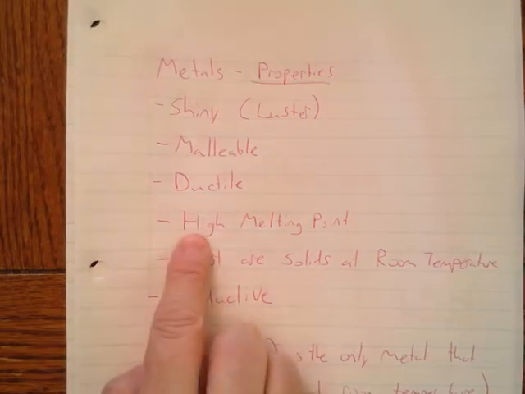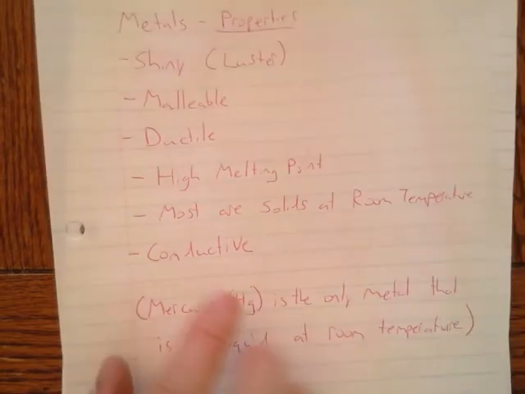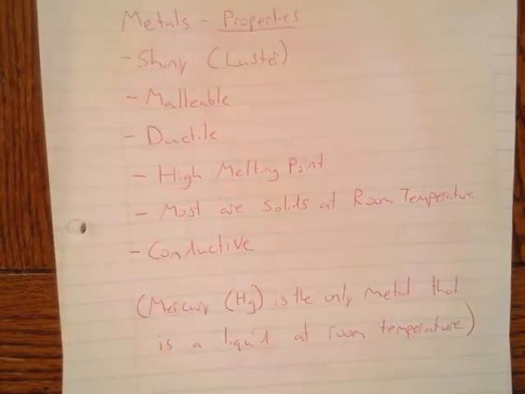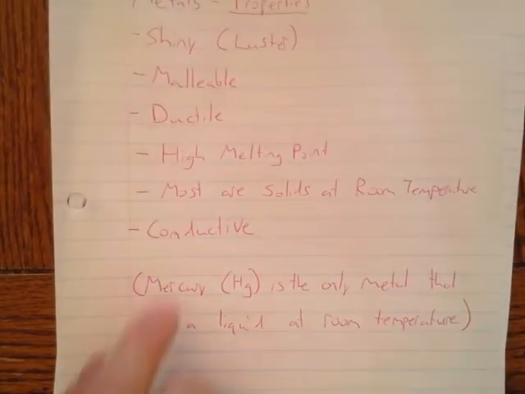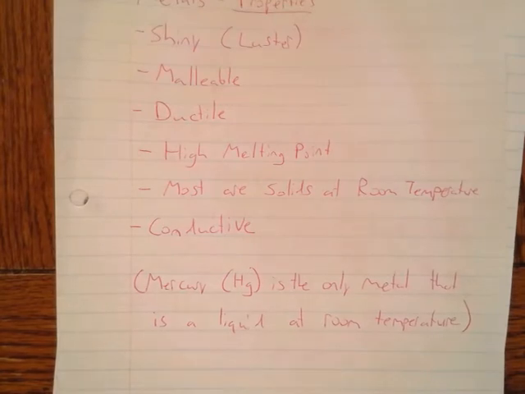They generally have very high melting points. As a matter of fact, most of them are solids at room temperature. And of course, they are conductive. They conduct both heat and electricity, which is why we make pots and pans out of metal, which is why we make wire out of metal.